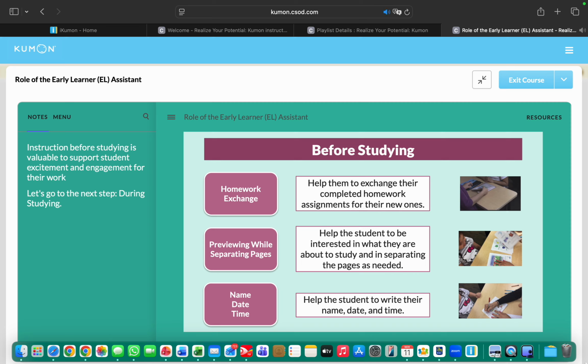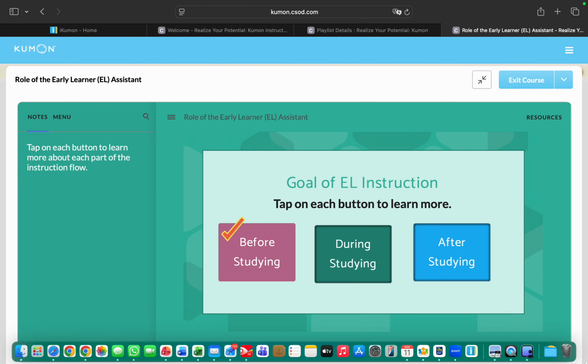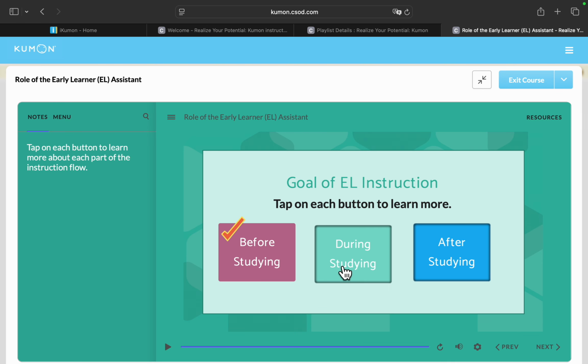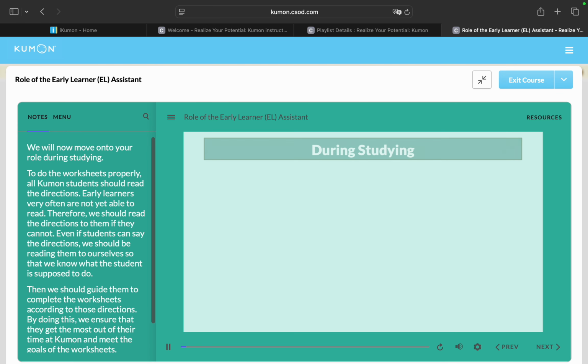Instruction before studying is valuable to support student excitement and engagement for their work. Let's go to the next step during studying. We will now move on to your role during studying.